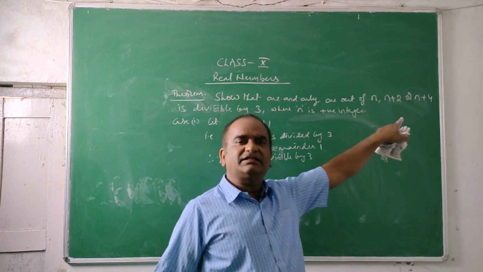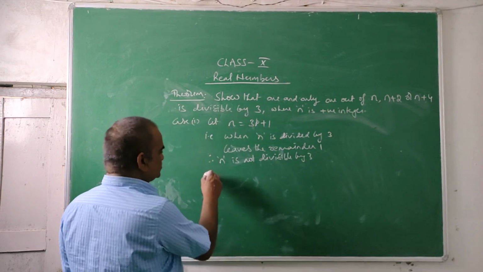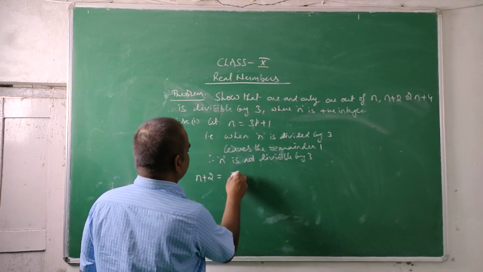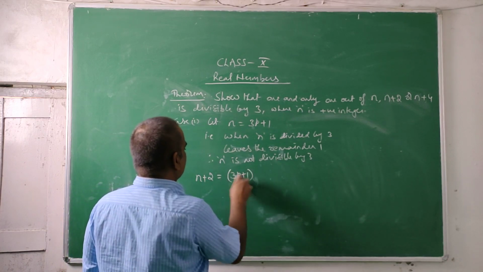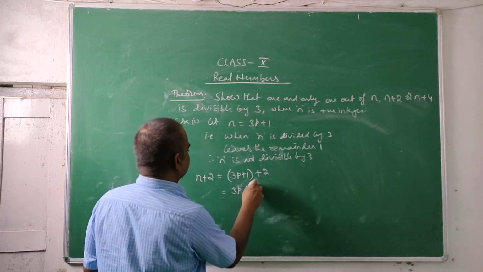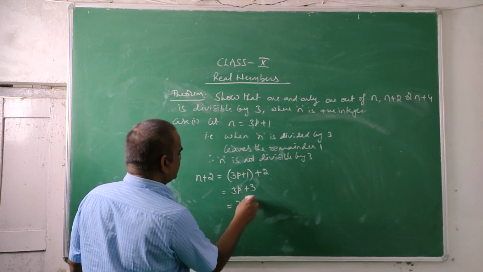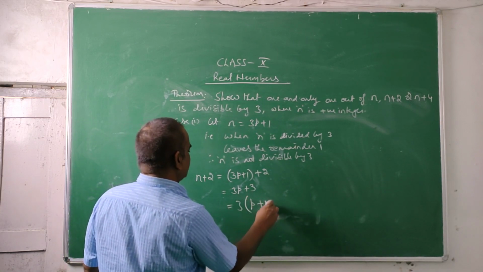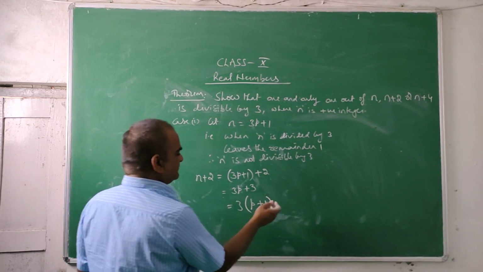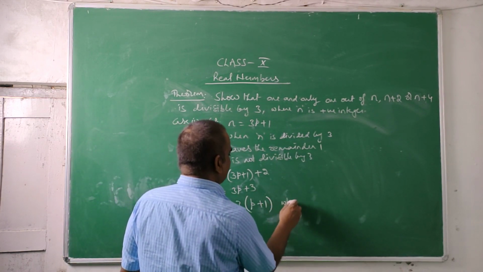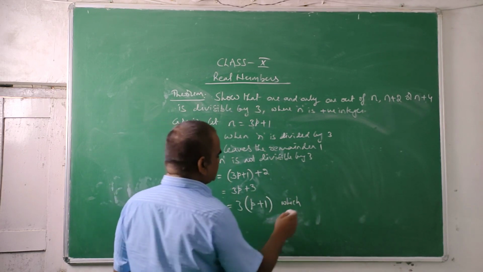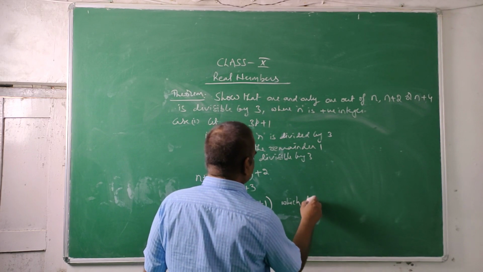Now let us see the second one, n plus 2. What is n? n is 3p plus 1, so n plus 2 is equal to 3p plus 1 plus 2, which is 3p plus 3. Now take 3 common: 3 into p plus 1. So it is a multiple of 3, which means it is divisible by 3. So when n is 3p plus 1, our n plus 2 is divisible by 3.